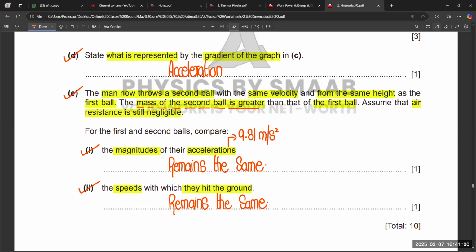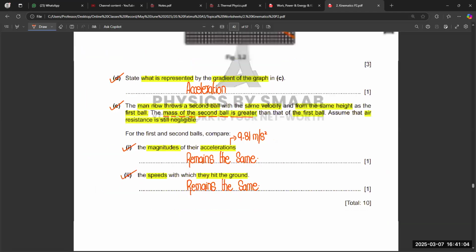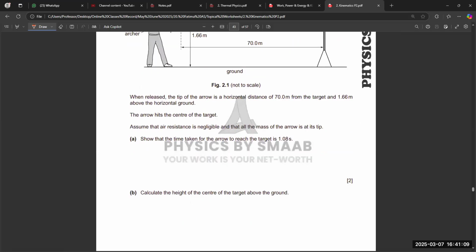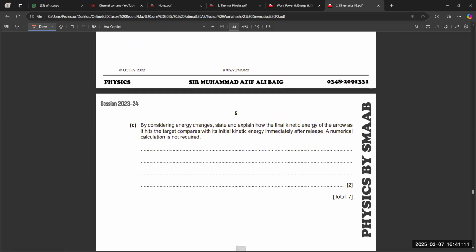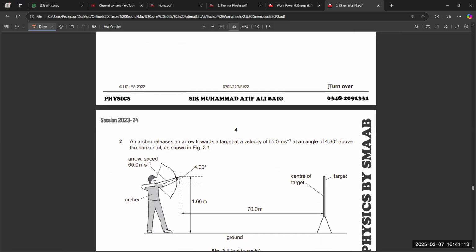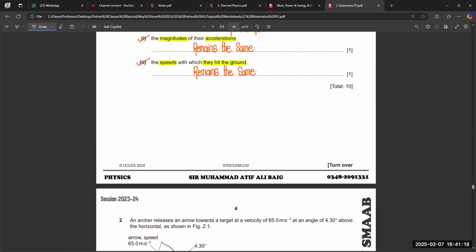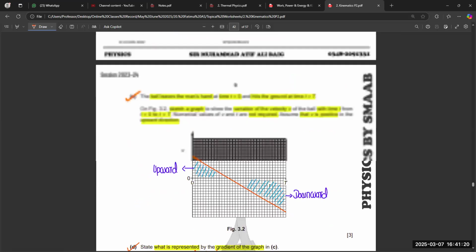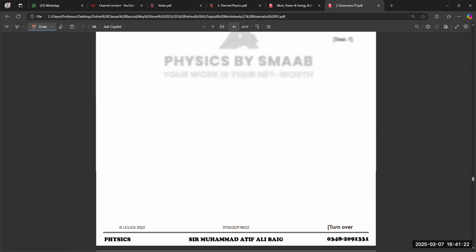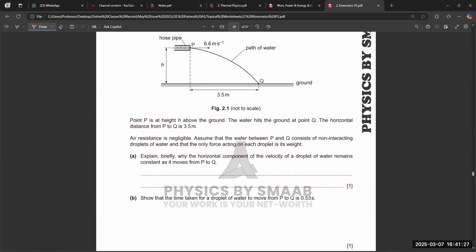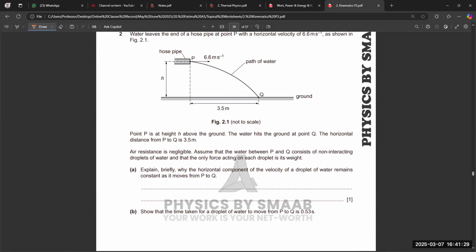Okay. So this is one question related to the equation of motion. We can also solve this one, but this includes projectile motion. So we need to know the information about projectiles. Plus, this one is also related to projectiles. They are talking about the horizontal component of the velocity.